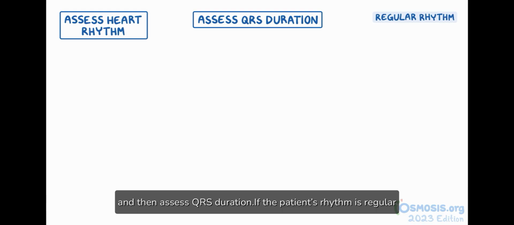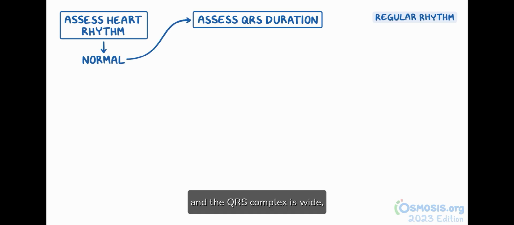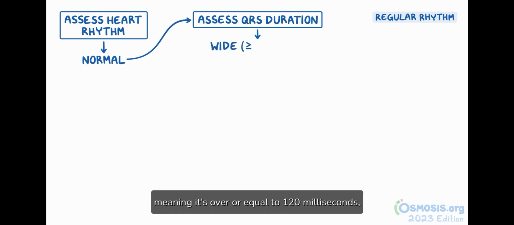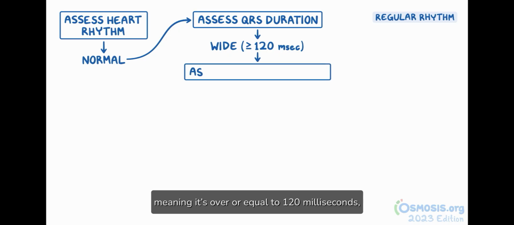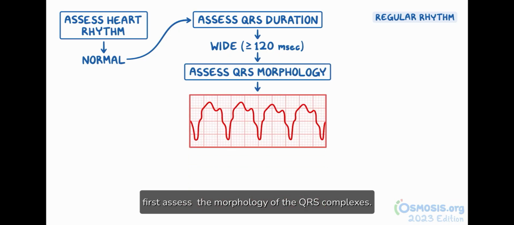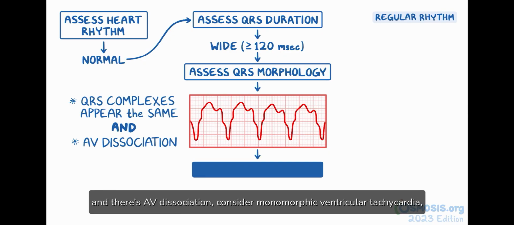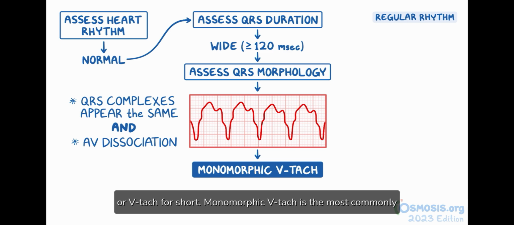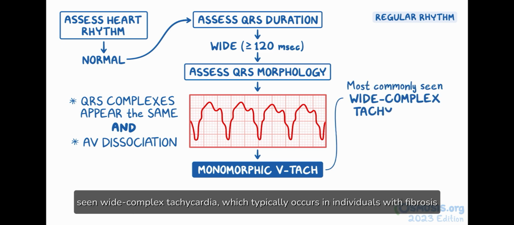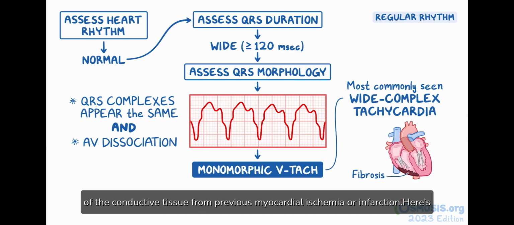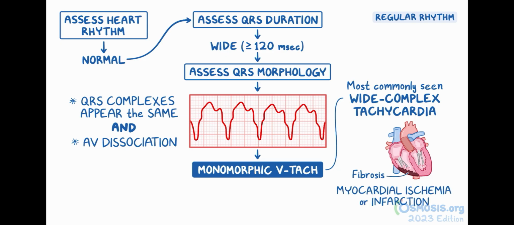Okay, let's switch gears and go back to the ECG to assess heart rhythm and then assess QRS duration. If the patient's rhythm is regular and the QRS complex is wide, meaning it's over or equal to 120 milliseconds, first assess the morphology of the QRS complexes. If QRS complexes appear the same and there's an AV dissociation, consider monomorphic ventricular tachycardia, or VTAC for short. Monomorphic VTAC is the most commonly seen wide complex tachycardia, which typically occurs in individuals with fibrosis of the conductive tissue from previous myocardial ischemia or infarction.